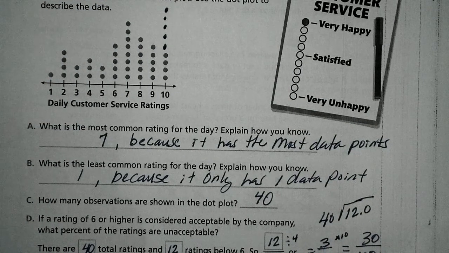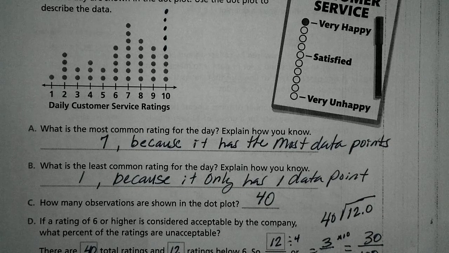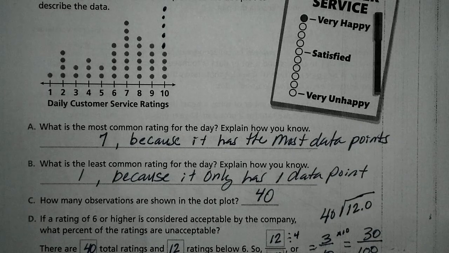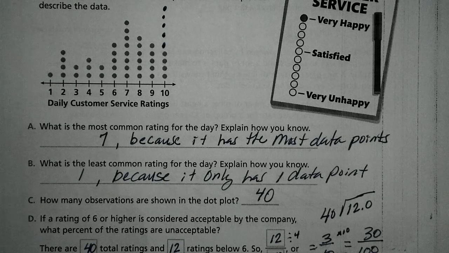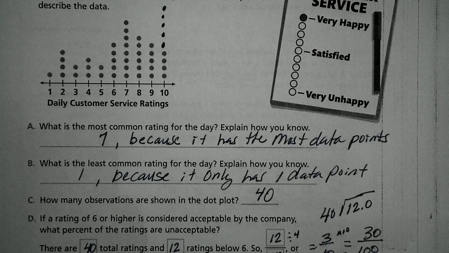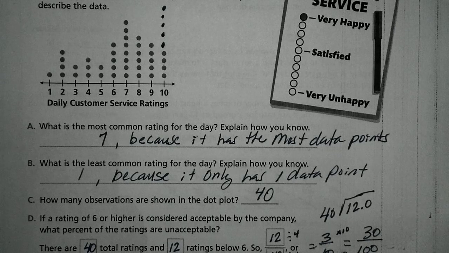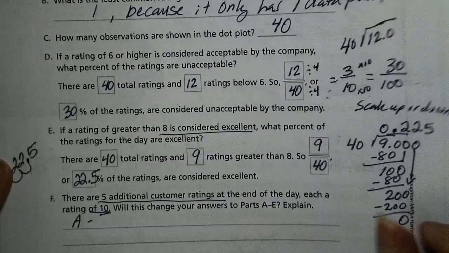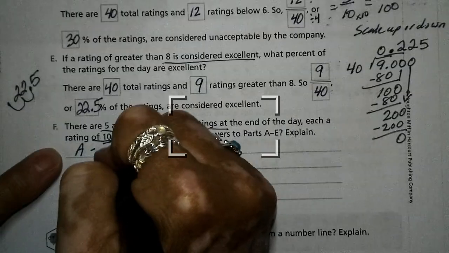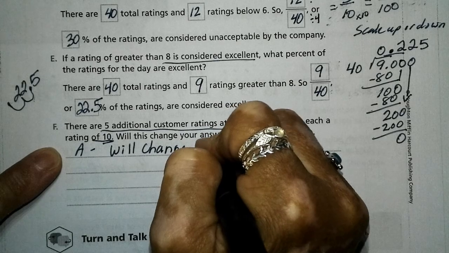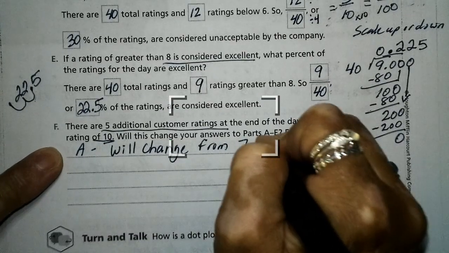All right. So the question says, will it change our answers in parts A through F? All right. So let's look. So in A, it says, what is the most common rating? So does 7 stay the most common? No. It's 10. Yep. So A will change from 7 to 10.